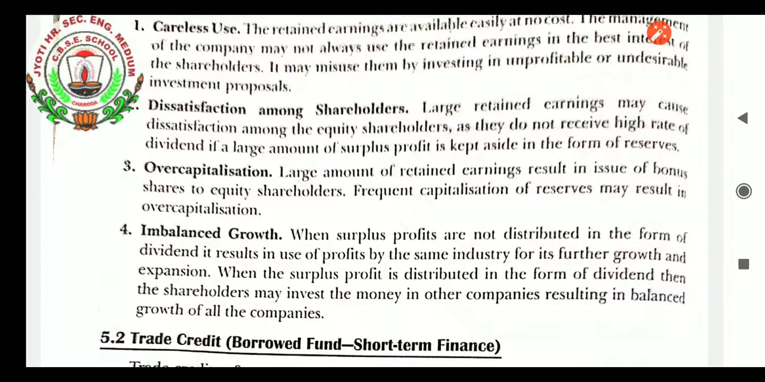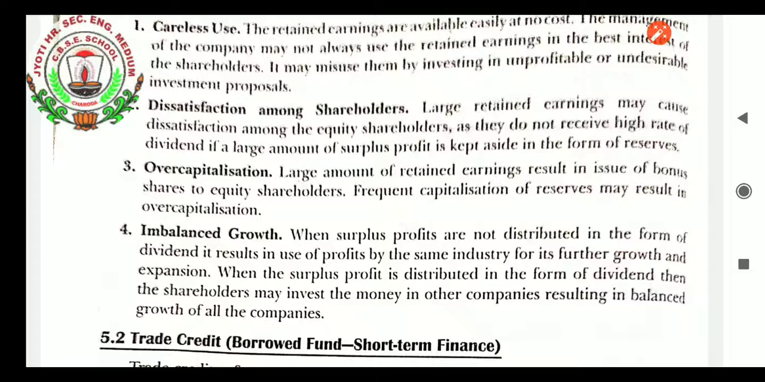Imbalanced growth. When surplus profit is not distributed in the form of dividend, it results in use of profit by the same industry for its further growth and expansion. When surplus profit is distributed in the form of dividend, the shareholder may invest the money in other companies, resulting in balanced growth of all the companies. So there is very imbalanced growth. Sometimes companies are not able to grow in a balanced way when they are using retained earnings.